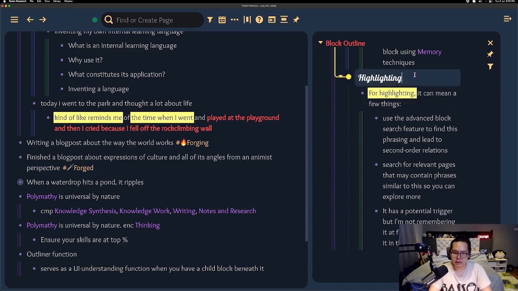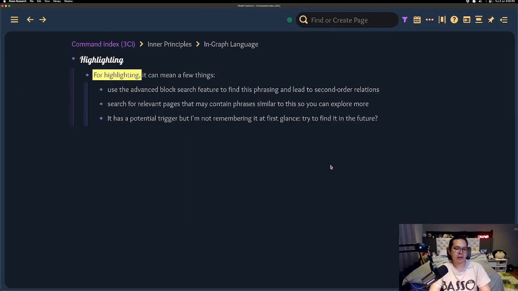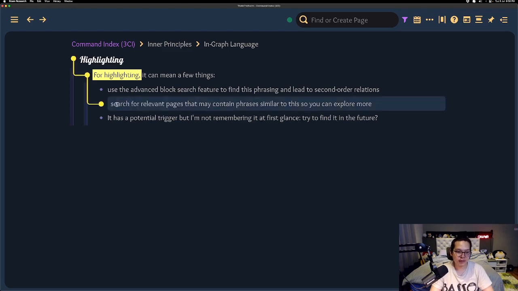Oh, let's see if I can actually. That's probably nicer to see. So if I were to highlight something, then these could be one of the potential uses or applications. It could be one of these few. So if I'm reading an article that I've pasted into my graph, and I'm using highlighting, then maybe I may be highlighting for my future self to think, okay, I've highlighted this part. It was interesting to me. So let me search for relevant pages that contain similar phrases or nouns, and then I can explore a different rabbit hole.